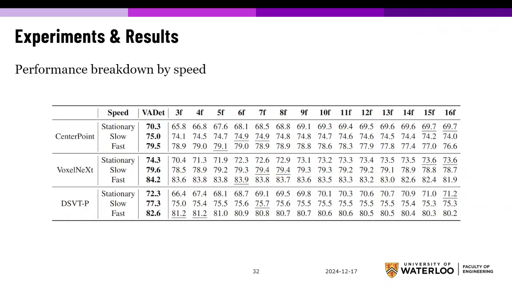Now, before I mentioned the plot I showed, I was showing a trade-off between stationary, slow, and fast objects for different number of fixed aggregation frames. Now, in this table, we can see that for VADet, our strategy is able to achieve the best performance for all types of objects, regardless of how many frames we're using. And that's thanks to the adaptive nature of our method, which will adjust the number of aggregated frames based on the type of object.